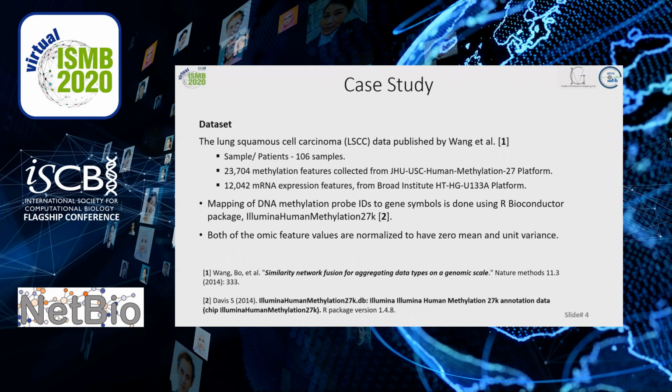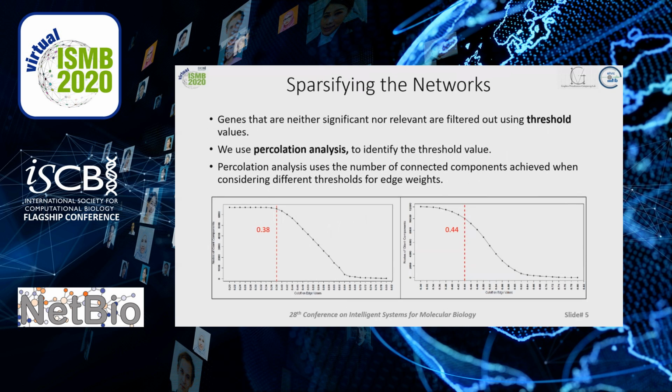For the case study to create multi-layer networks and identify disease-specific genes, we have used the lung carcinoma dataset published by Wang and team. The data is with 106 samples, 23,704 methylation features, and 12,042 mRNA expression traits. We mapped the DNA methylation probe IDs to gene symbols using our Bioconductor Illumina package. Both the omic feature values are standardized to have zero mean and unit variance. Genes that are neither significant nor relevant are filtered using threshold values.